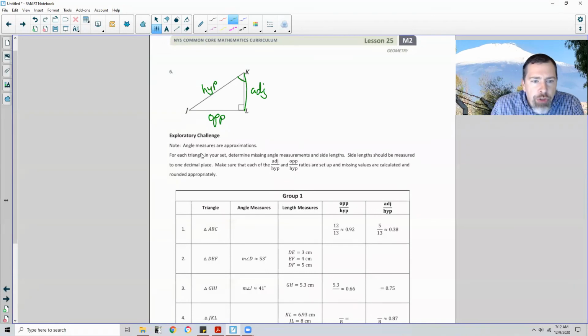Exploratory challenge. Note, angle measures are approximations. For each triangle in your set, determine the missing angle measurements and side lengths. Side lengths should be measured to 1 decimal place. Make sure that each of the adjacent over hypotenuse and opposite over hypotenuse ratios are set up and missing values are calculated and rounded appropriately.